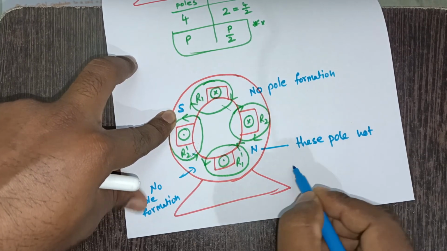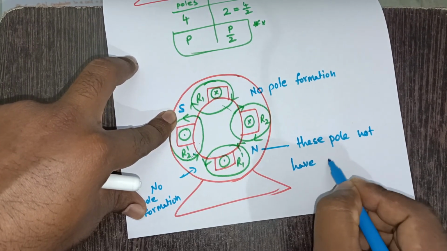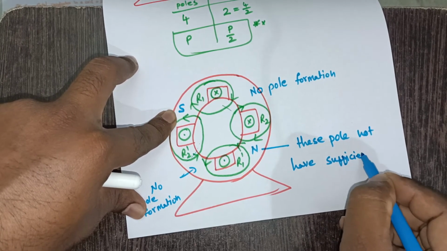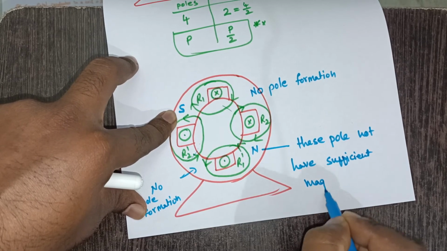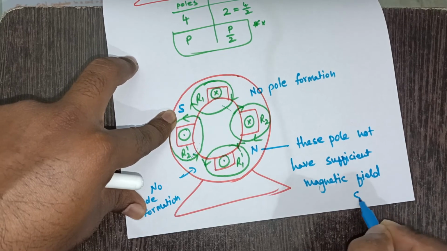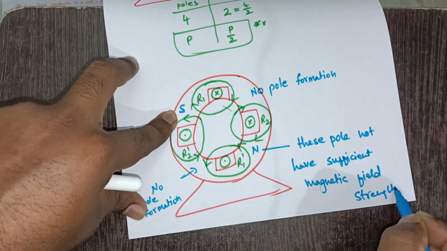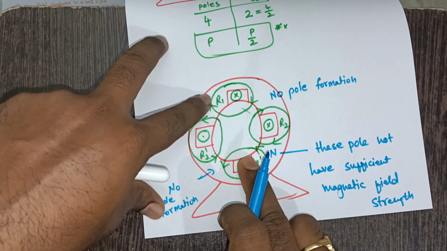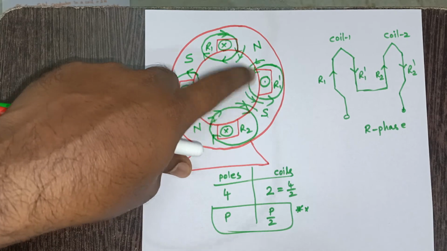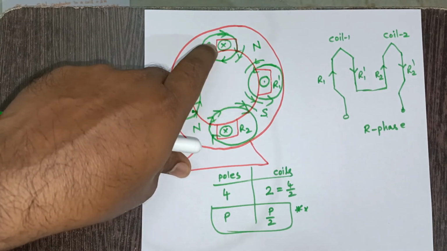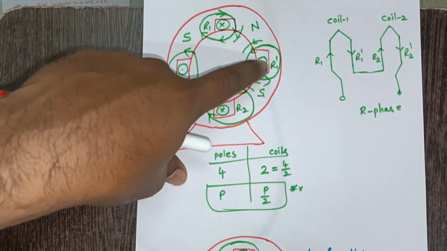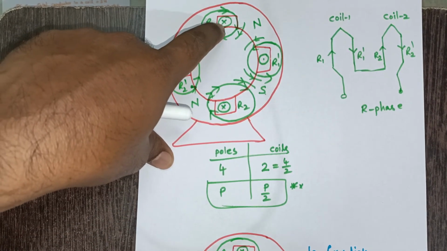These poles do not have sufficient magnetic field strength. Therefore, such an arrangement cannot be encouraged. We need to keep in mind that side by side conductors, that is consecutive conductors, should always have opposite current. Then only pole formation is possible. That means a strong magnetic field can be established by the stator. This is very, very important.